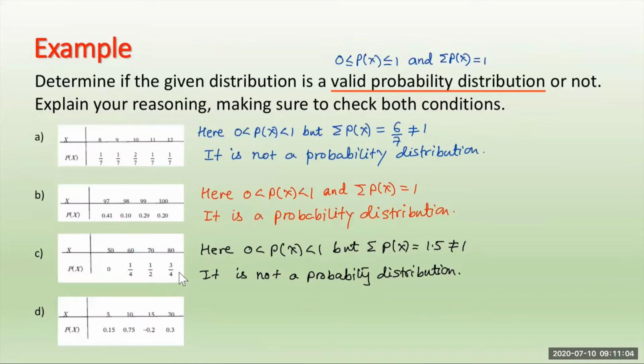Now let's check the fourth one. In the fourth, if you look at the probabilities, you'll see that this probability is negative. So it is less than 0. When x is equal to 15, the probability is negative, which is less than 0. Probability cannot be less than 0. The probability must be between 0 and 1. This is negative. So is this a probability distribution? No, it is not a probability distribution. So you can write that. It is not a probability distribution.